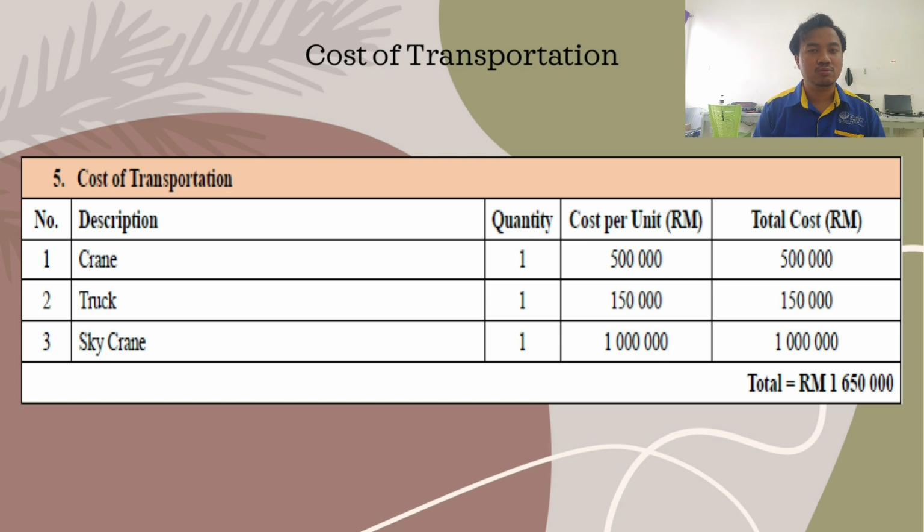Starting with the crane, the quantity of it is only one needed. So the cost per unit that needs to be bought is 500,000 ringgit. Second is a truck, only two needed. So one truck costs 150,000. And lastly is a sky crane, only one needed too. So the cost per unit is 1 million. So the total of it is 1,650,000 ringgit Malaysia.